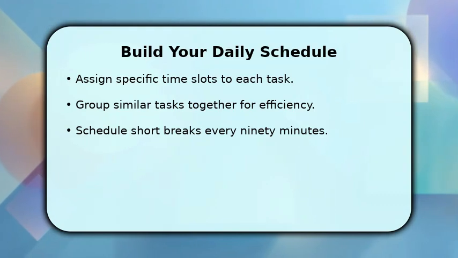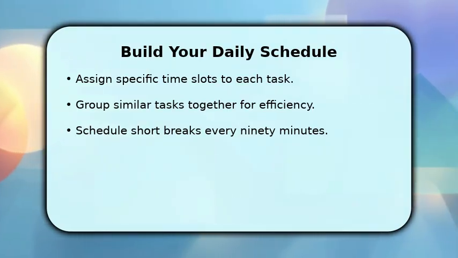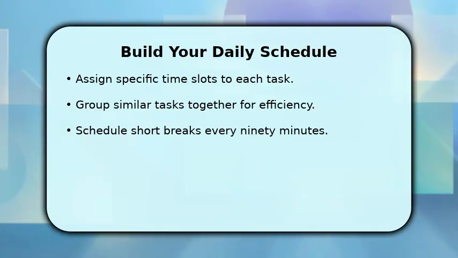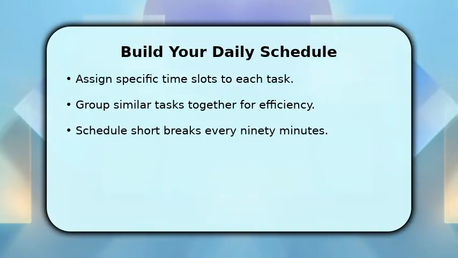Now let's build your schedule. Assign specific time blocks to each task you identified, ensuring you allocate enough time without overscheduling. Try grouping similar activities, like answering emails or making calls, to maximize efficiency. Remember to incorporate short, 5 to 10-minute breaks every 90 minutes to maintain focus and prevent burnout. This structured approach helps you stay on track.